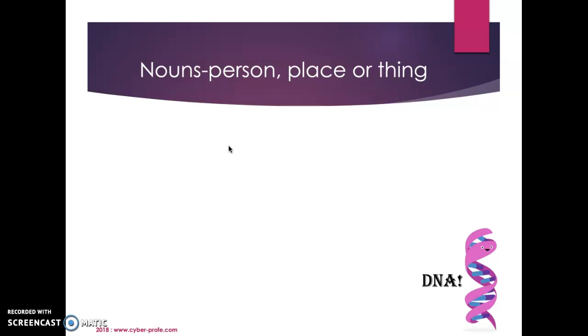So whether I'm talking about a desk, a chair, a pen, a pencil, every single noun has a gender. So they are either masculine or feminine. The way we tell the gender is by looking at the last letter or letters.